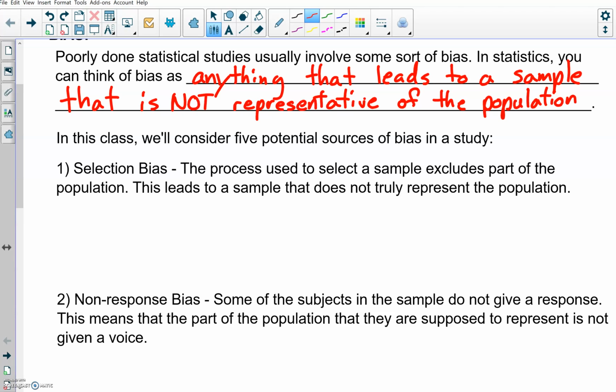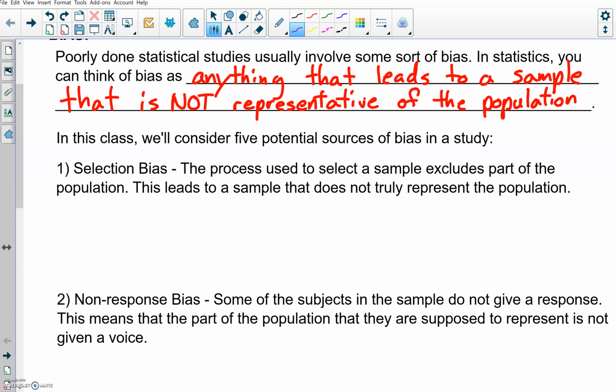If you go into another stat class, they might have slightly different names for some of these. They might lump a couple of them together. I've seen a lot of different terms as I've moved through my teaching career and used different books. But the basic ideas behind them, even if they use different names, are pretty much consistent from one class to the next. In this one, we'll look at 5, and these cover the main issues that you might see involving bias. So, selection bias.